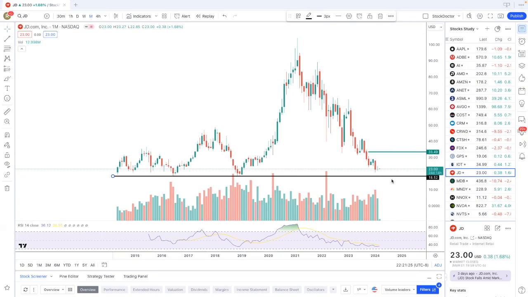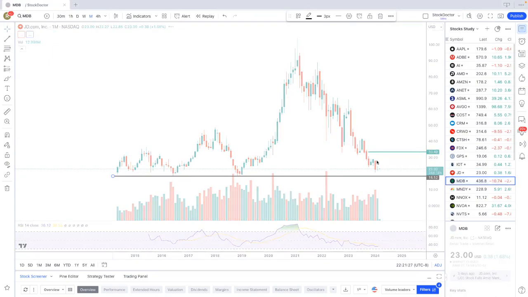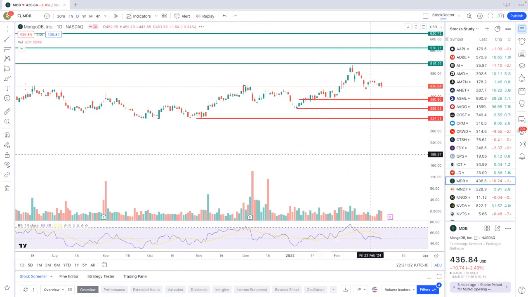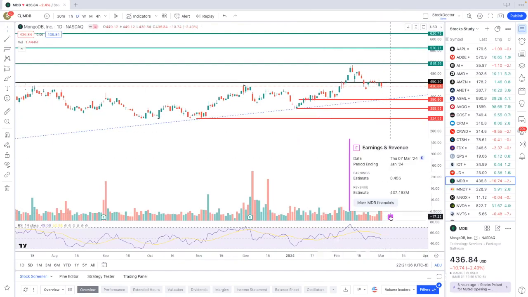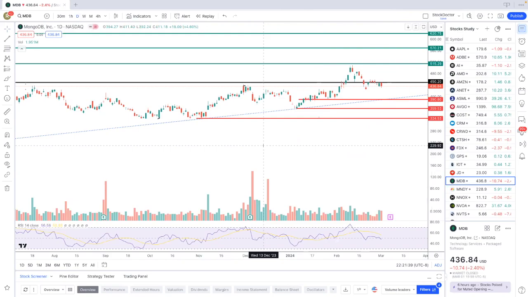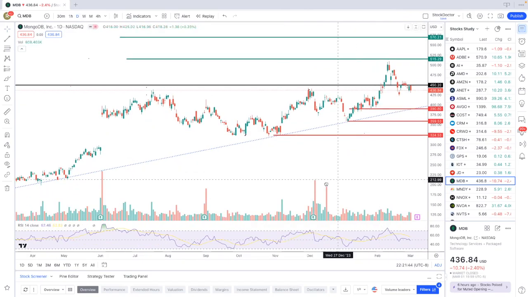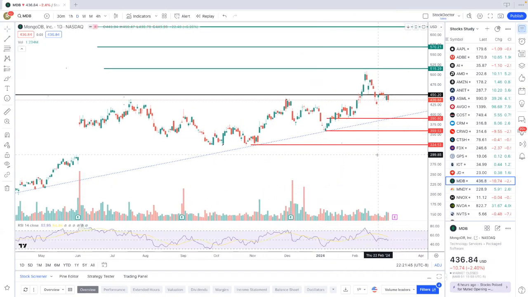The next stock we have is MDB. MDB had its earning recently, I guess in the last week. I'm sorry, MDB has earning coming on 7th of March. So this stock, keep on your radar. This stock has a potential. If it starts trading above 450 and sustains above it, then you are going to see the targets. The targets are very big.